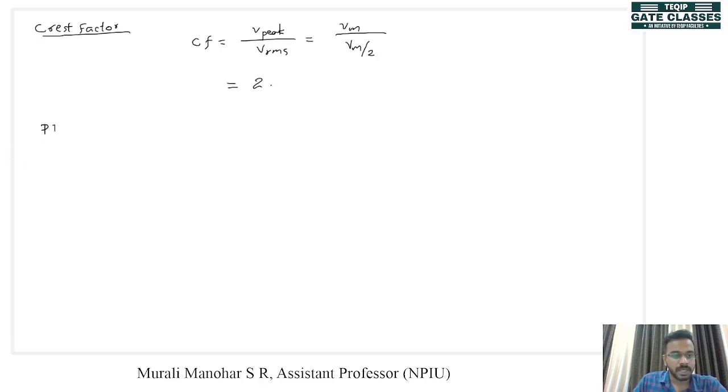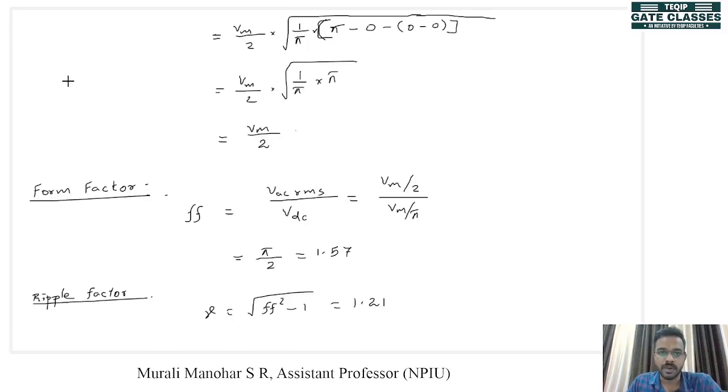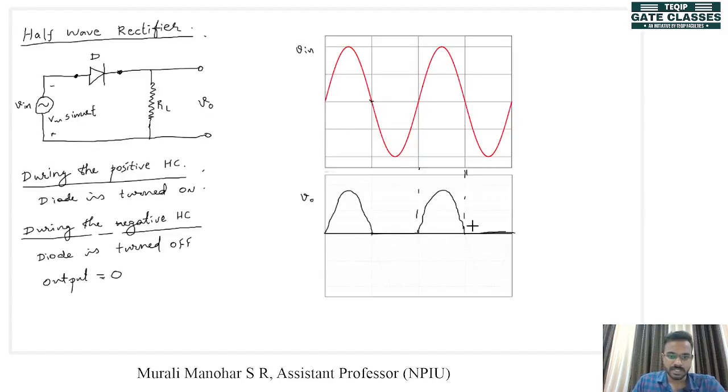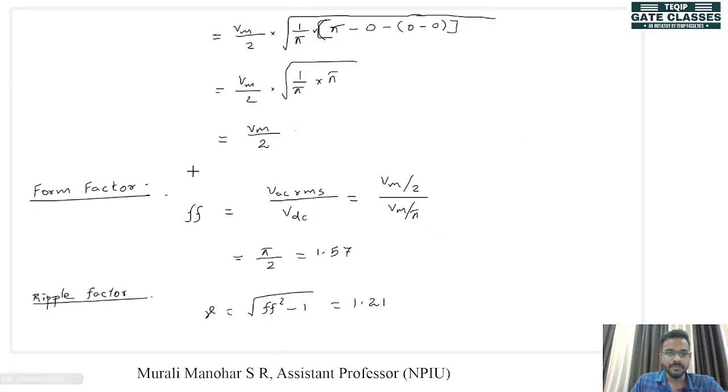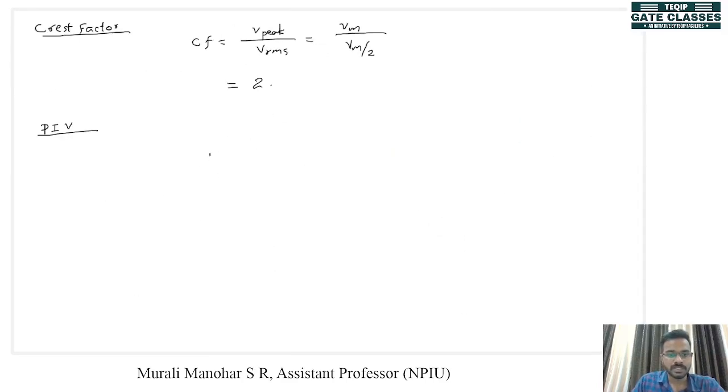Then the next is PIV, which is the maximum reverse voltage across the diode. So when we look at this circuit, during the positive half cycle, the diode is forward biased and there is no reverse bias across the diode. And during the negative half cycle, the maximum reverse voltage across the diode will be this value, which is minus Vm. So in this case, peak inverse voltage of the diode is equal to Vm.